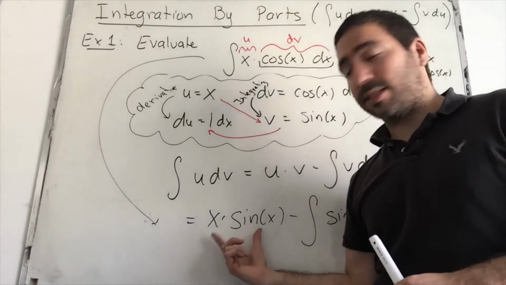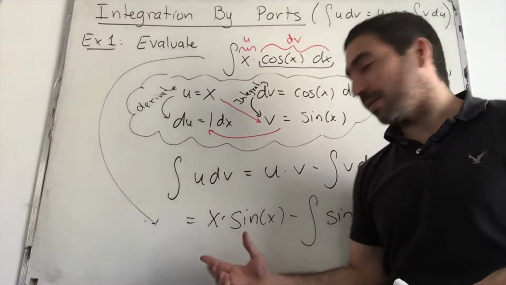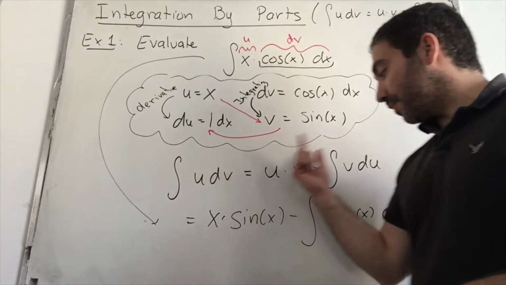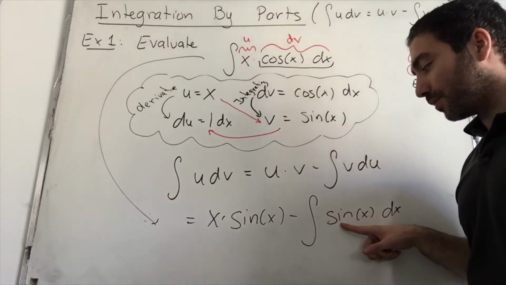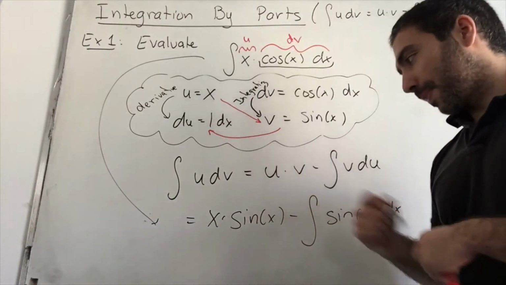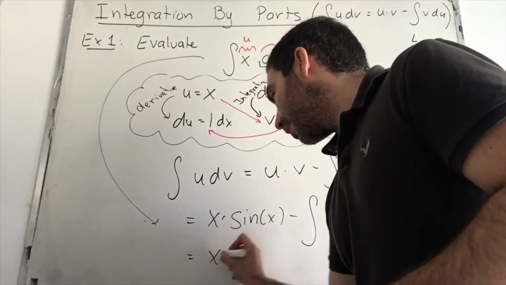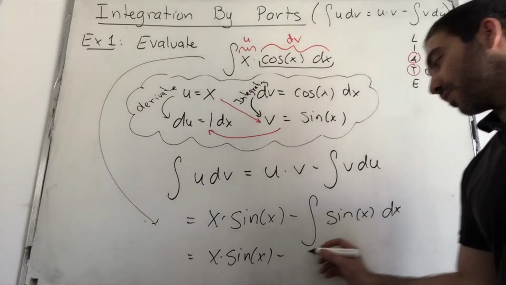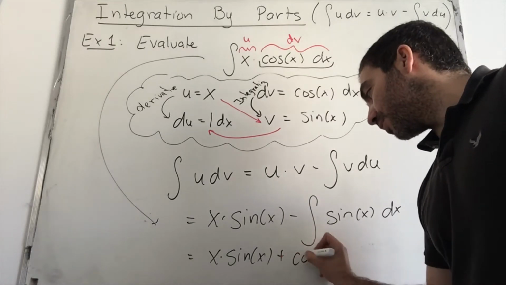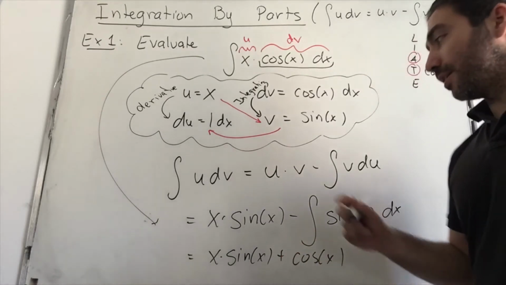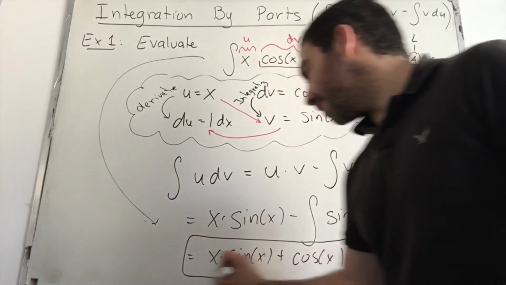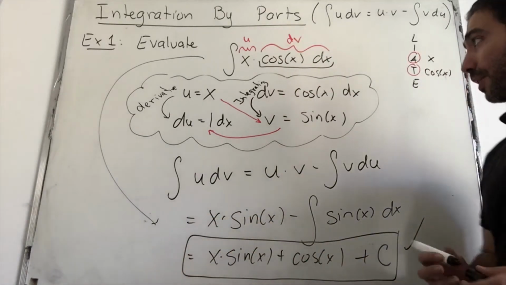The x times sine x is on the outside of the integral sign, so we don't have to deal with them. All we have to do is take the integral of sine, which we know, because we know the derivative of sine is cos, so that means the integral of sine is negative cos. So we get x times sine x minus negative cos, which turns into a plus cos of x. And since this is an indefinite integral, plus c, don't forget that guy. And this is the final answer, okay?